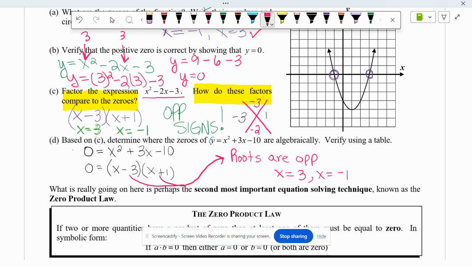It says verify this using a table. So someone please go to their calculator. Put in the equation under y equals, x squared minus 2x minus 3. And please verify that when x is negative 1, y is 0, and when x is positive 3, y is 0. What do we get? Go to your table.